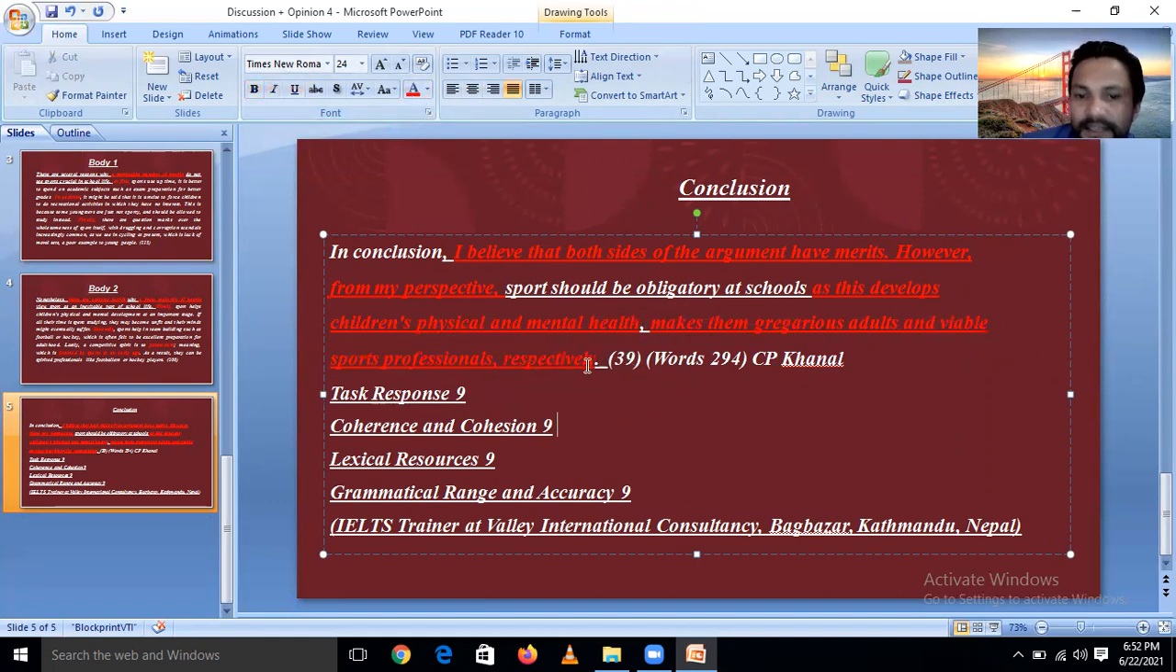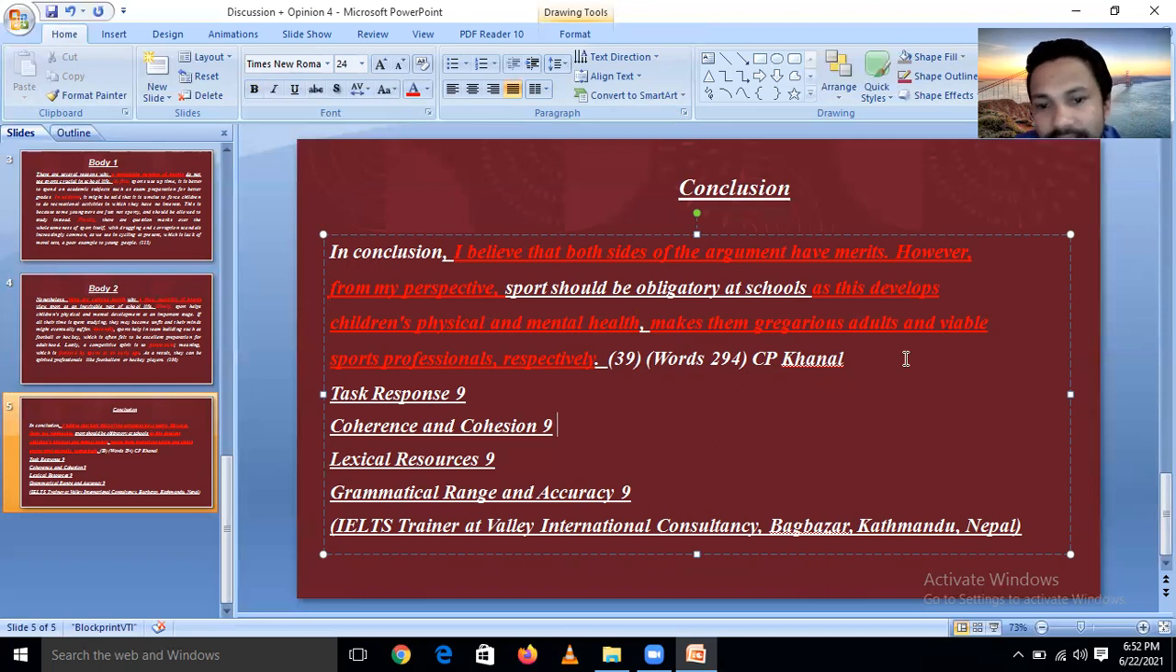Respectively is written here. Why? There are three points. Number one is children's mental and physical health. Number two is makes them gregarious adults, and number three is viable professionals, sports professionals respectively. When there are more than two ideas, then you need to write respectively, and when you use the word respectively, you need to use a comma before it.